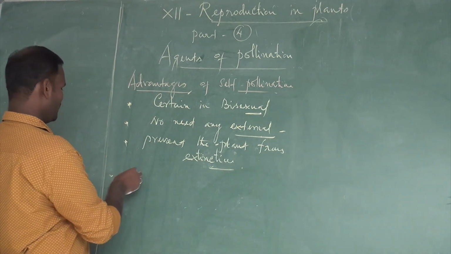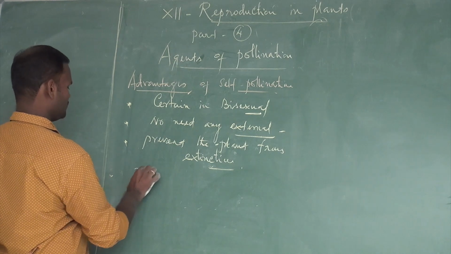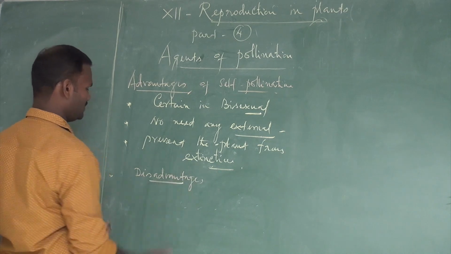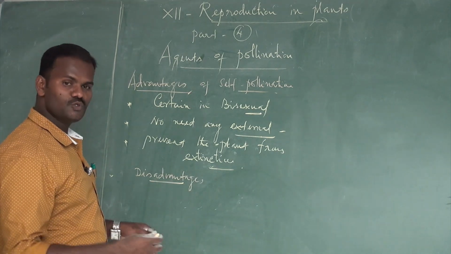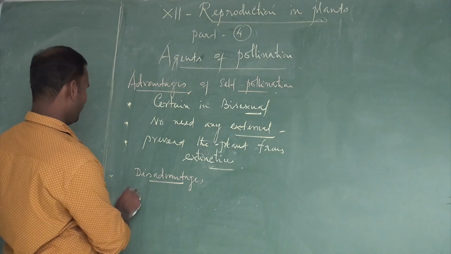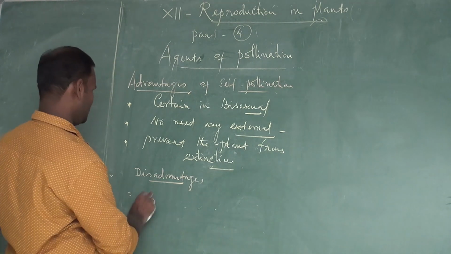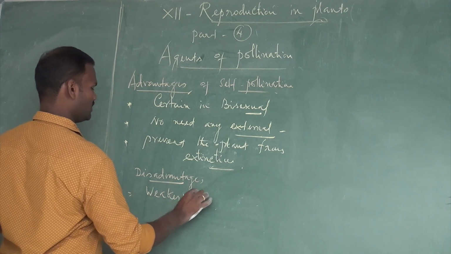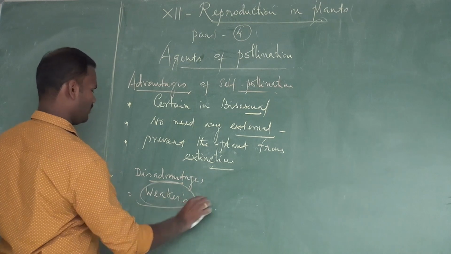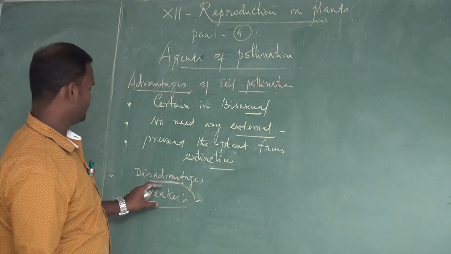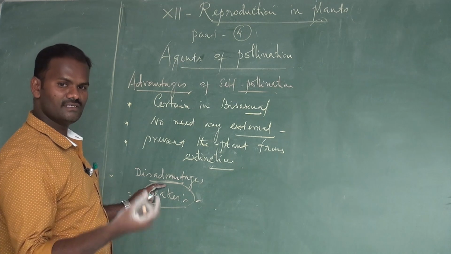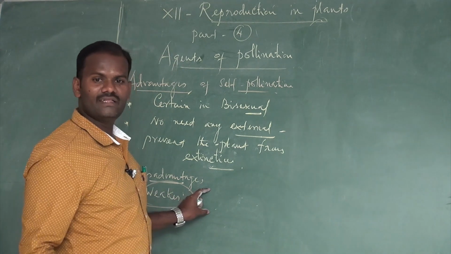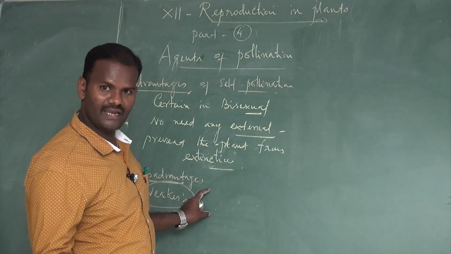Then what are the disadvantages of self-pollination? Certain disadvantages are also there. If self-pollination continues from generation to generation, it definitely produces weaker progenies. All the offspring are weaker because the pollination takes place within the same flower. The endosperms are very minute. There is no chance for production of new varieties.